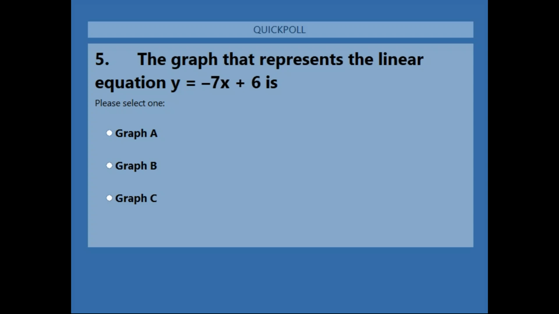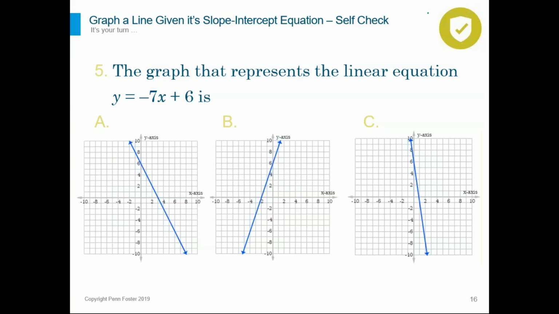Okay, let's do the question together. Again, from the equation, we know that the y-intercept is (0, 6). That was not helpful because all three graphs have the y-intercept (0, 6). Another hint is the slope was negative. This line goes upwards, which means it has a positive slope, so this one definitely is not the right graph. We have to then choose between A and C.